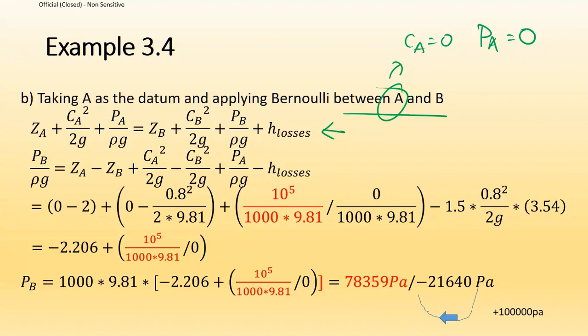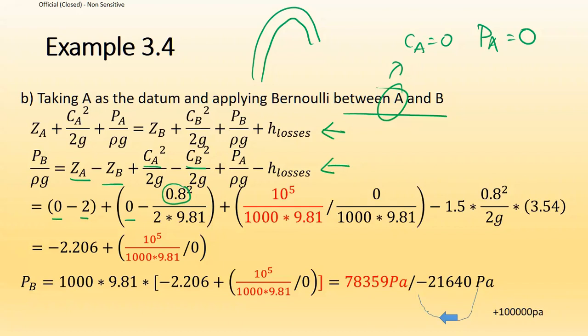Same thing, A is the datum. So we shift B to the left hand side. ZA is 0, ZB is 2 meters above A, if you look at the diagram. CA again is 0, CB is again still 0.8. Why? Because if you look at the siphon pipe, the diameter of the siphon pipe doesn't change. If you recall, I said just now, if the diameter doesn't change, the cross-sectional area doesn't change. If the cross-sectional area doesn't change, the velocity doesn't change. So CB will be the same as CD, 0.8.